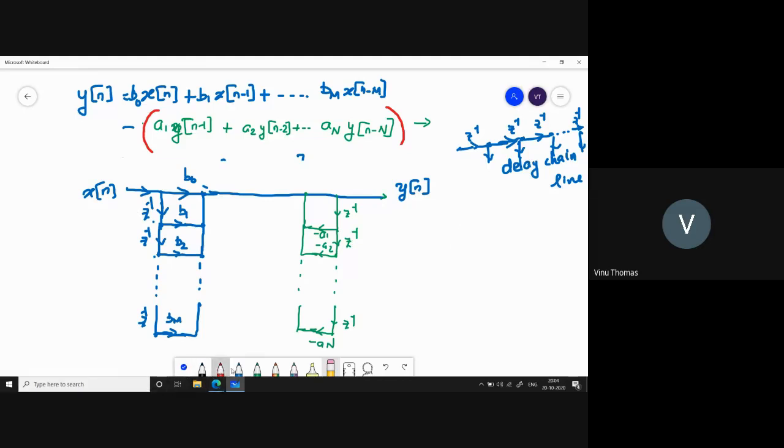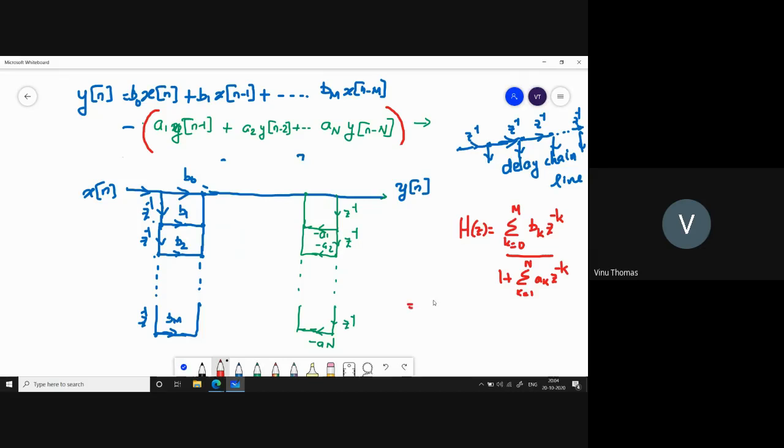So the transfer function that we have implemented is H(z) equal to sigma k equal to 0 to m, b_k z raised to minus k, by 1 plus sigma k equal to 1 to n, a_k z raised to minus k, right? Which I rewrite in this form.